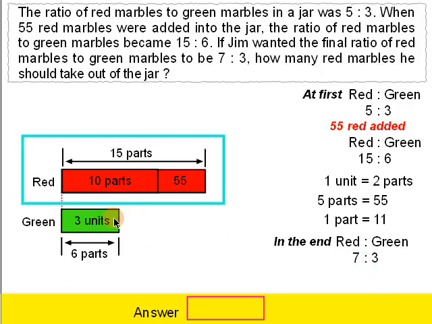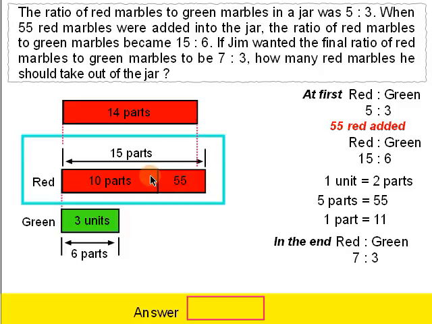So we want the green to be 3 units. Nothing changed to the green, but we want the red to be 7 units. All right, but we already know that 1 unit is equal to 2 parts. Therefore, 7 units is equal to 14 parts. Okay, so right here we have 15 parts of red. So we must take out 1 part so that the remaining will be 14 parts, right?